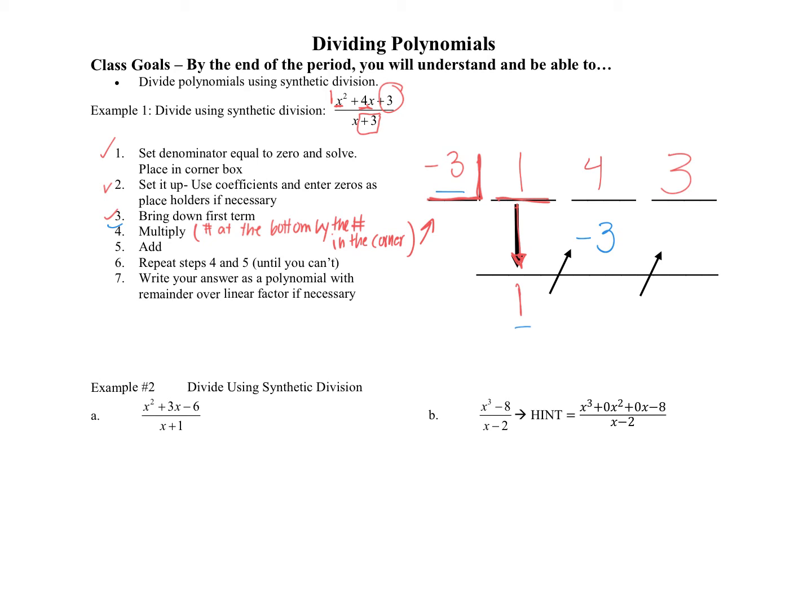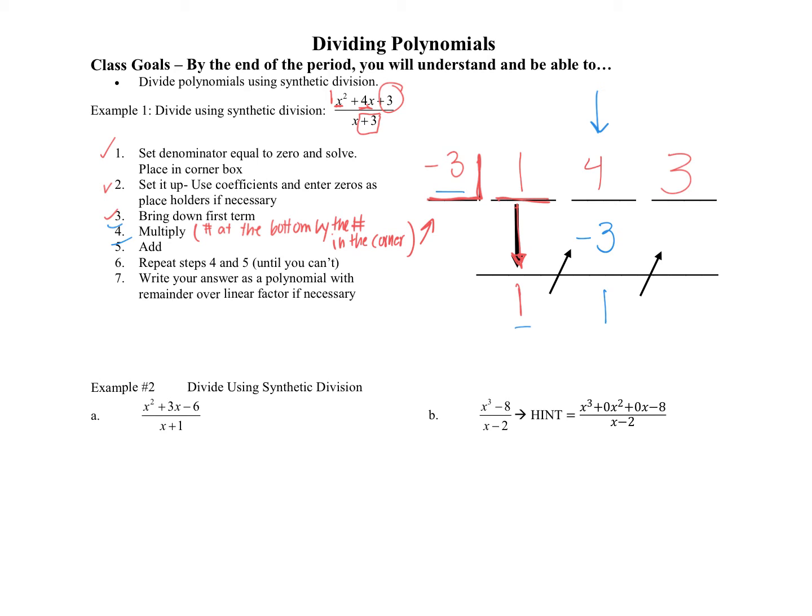And then step 5 is to add here. Okay, so I have 4 minus 3. We're not adding here, but we're just combining like terms, and I know 4 minus 3 is 1. Okay, so I've done that. I've completed my add. Now, I'm just going to complete the steps.